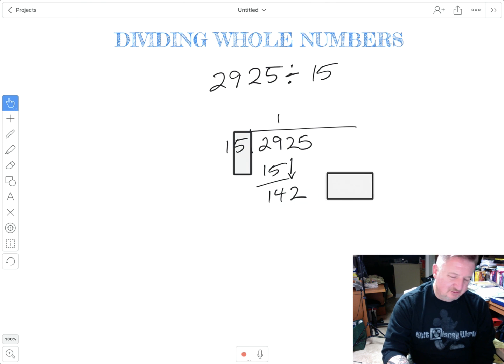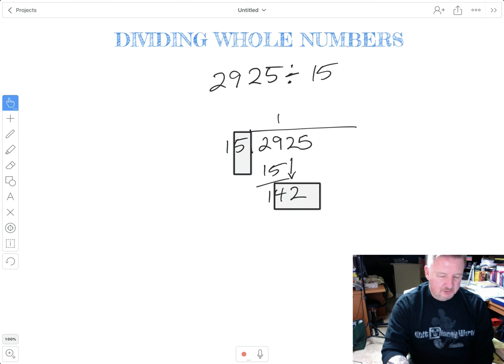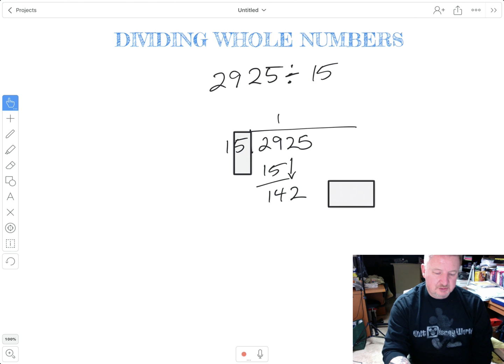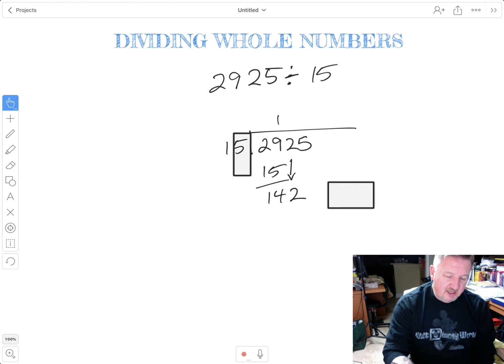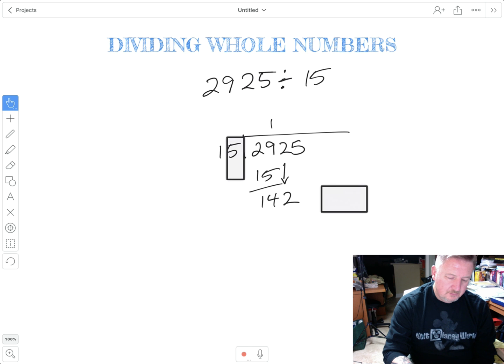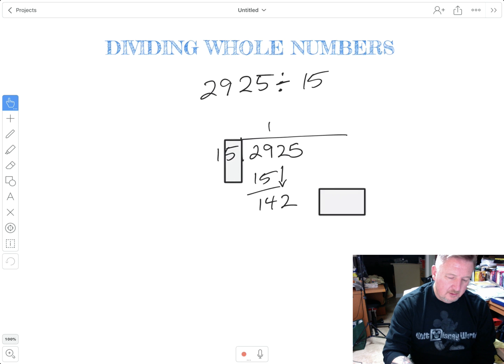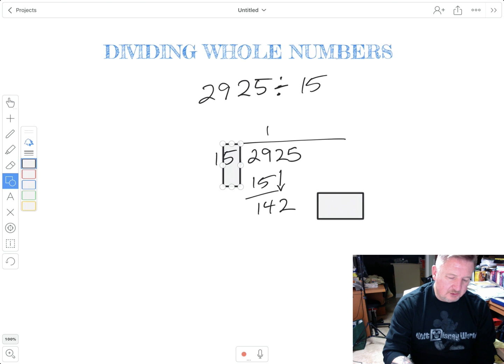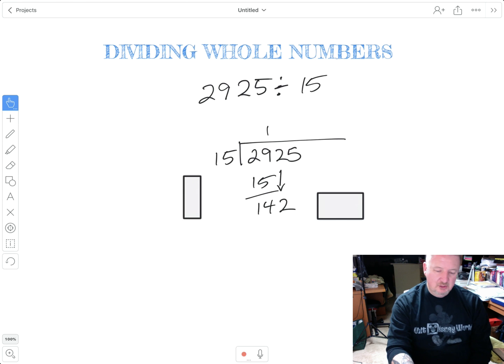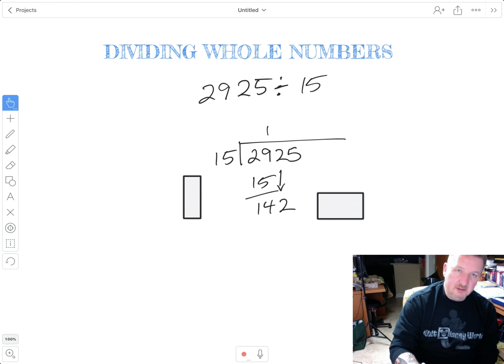This is really probably a bad example to do this with because it's going to give you the big number every time. So I'm going into 3 numbers, and I'm dividing by 2 numbers. So I want to say, will it go into 14? No, it's too big. So it has to go into 142. I want to find out how many times it goes into 142.